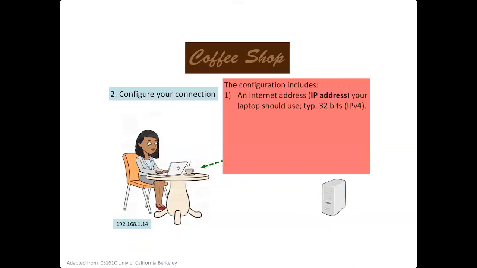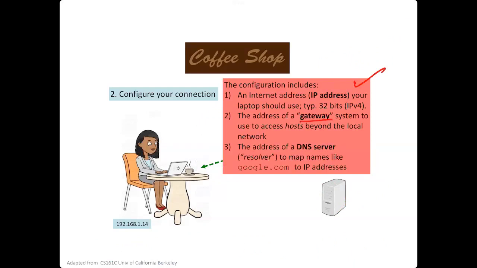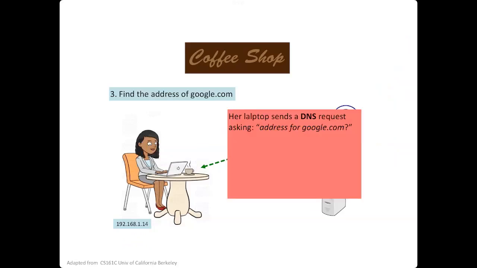So the configuration includes your IP address, which is temporarily given to her, the address of the gateway router, and then the address of the domain name server. These three things are provided as part of the DHCP response. Okay, how does it happen? We'll study when we study layer 2.